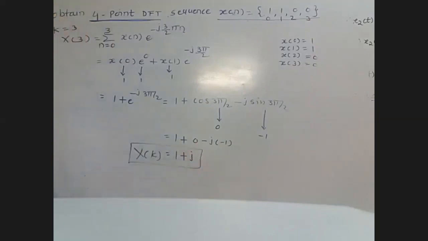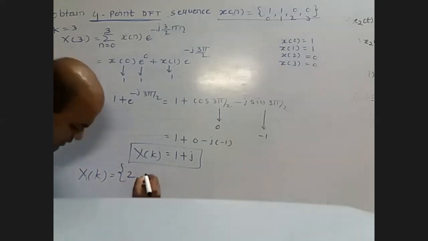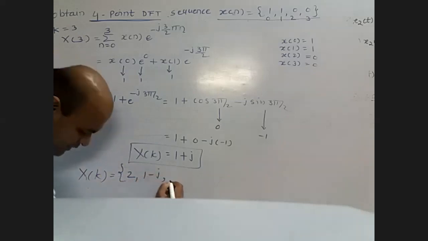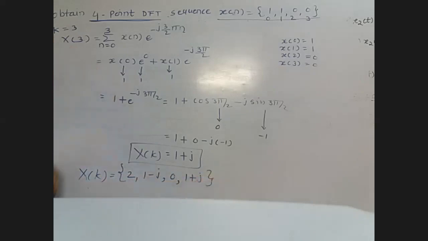Okay, now what is the final answer? You will get the final answer, that is x of k for all values. You got the first value, that is 2. Second value you got 1 minus j. Third value you got 0, and fourth value you got 1 plus j. Okay, so that's why this is the DFT, that is the 4-point DFT sequence of x of n 1 1 0 0. So this is the final answer that you got for the 4-point DFT.